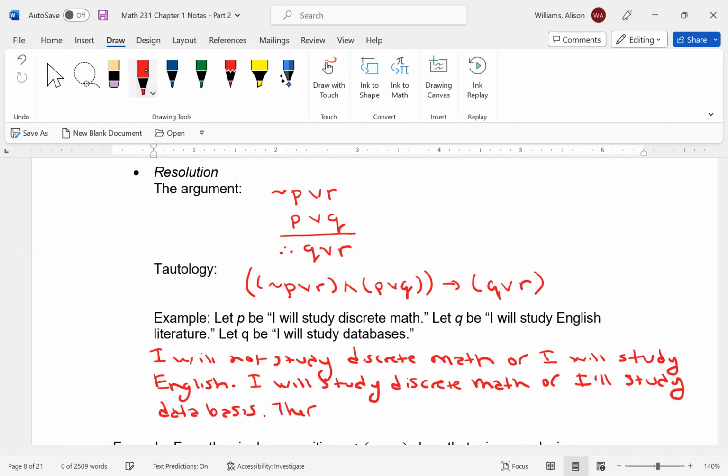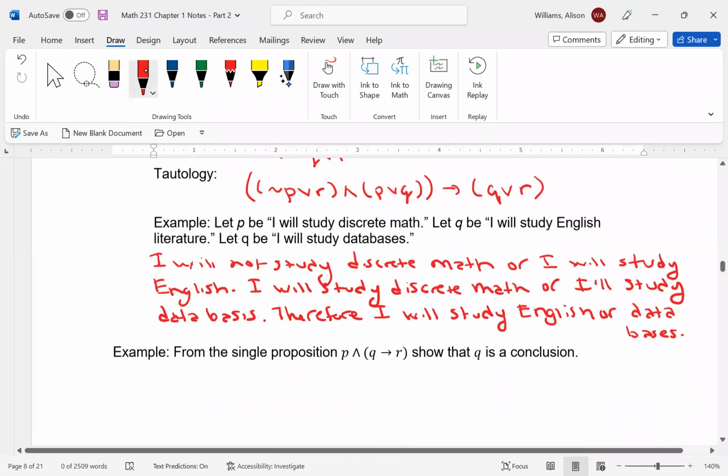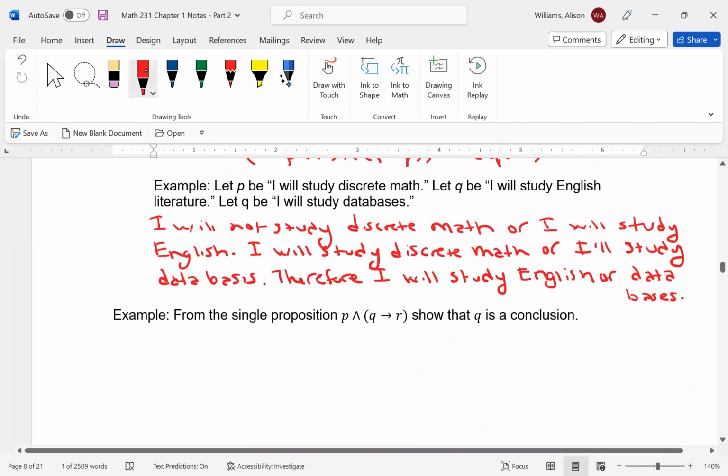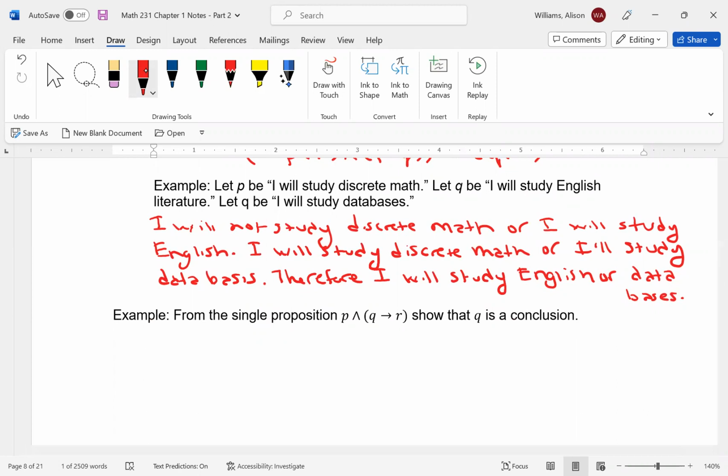So the conclusion is, therefore, I will study English or databases. Sorry, I ran out of room, so I skipped writing the word literature. All right. That's how we could write the conclusion there. So I'm going to show you an example. And then we will go ahead and we have another set of arguments we have to learn. And then I'm going to do a separate video with several examples, kind of having talked about those single arguments.